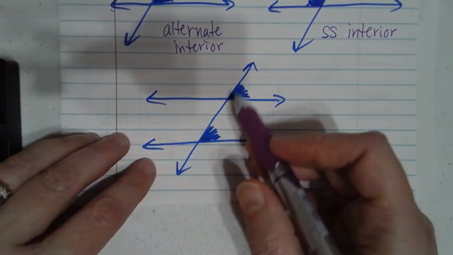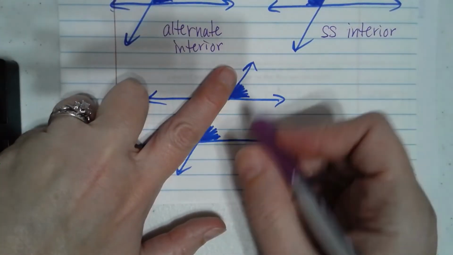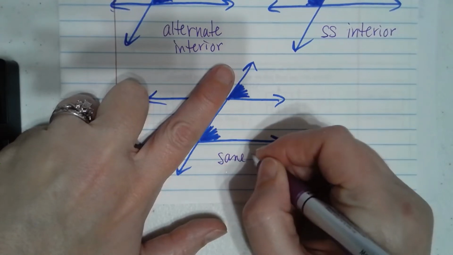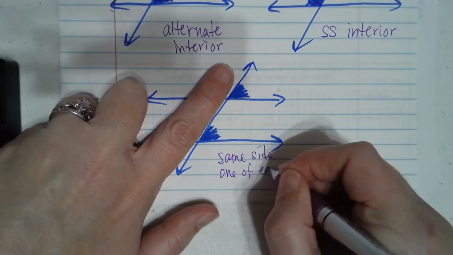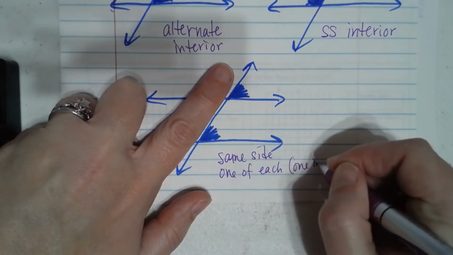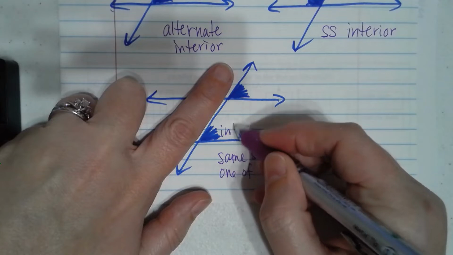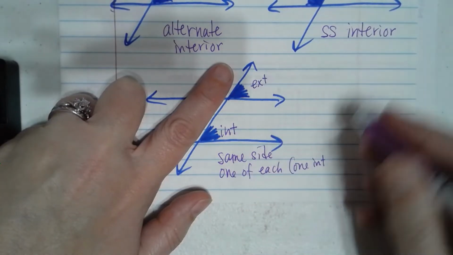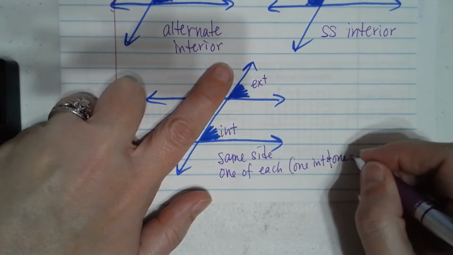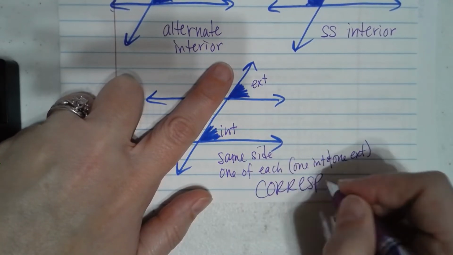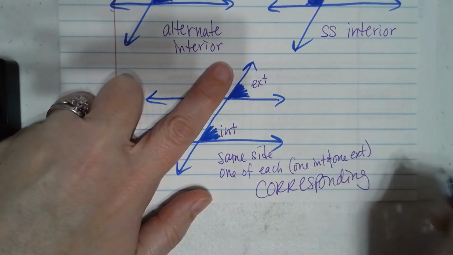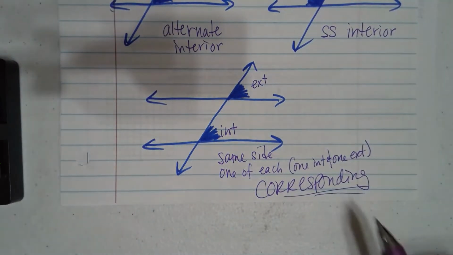And the last one is when we have those two angles that are on the same side, but I have one of each, meaning we have one interior, this one's interior, and this one exterior, one interior and one exterior, and we call these corresponding. Okay, that's our special name for that. So that's the one that's different. It doesn't have that alternate or same side to it.